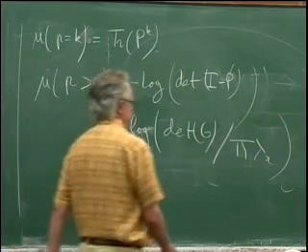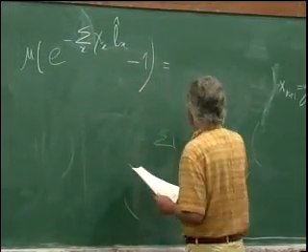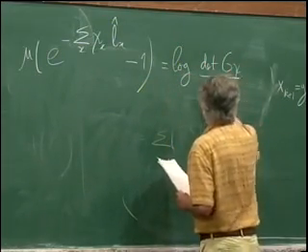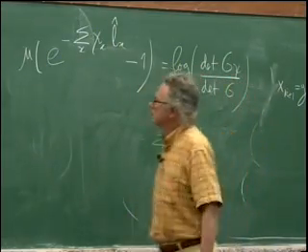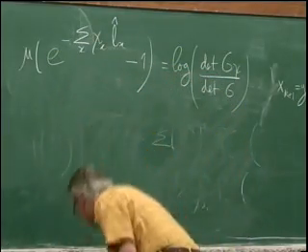In a similar way, using again Feynman-Kac, you can compute mu applied to e to the minus sum over x of k_x L-hat_x, minus 1, and find that this is the logarithm of the determinant of G chi divided by the determinant of G. That's a similar calculation.